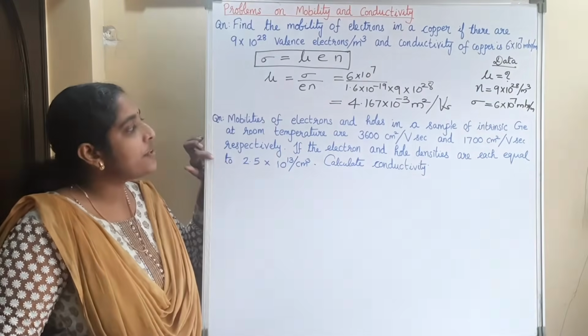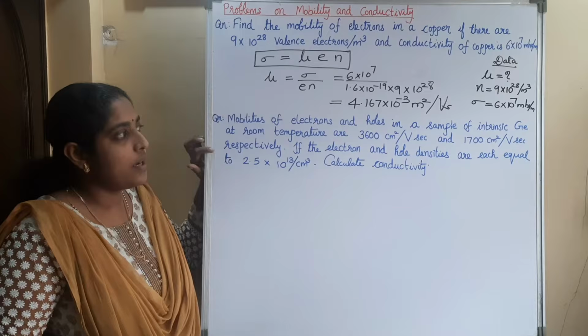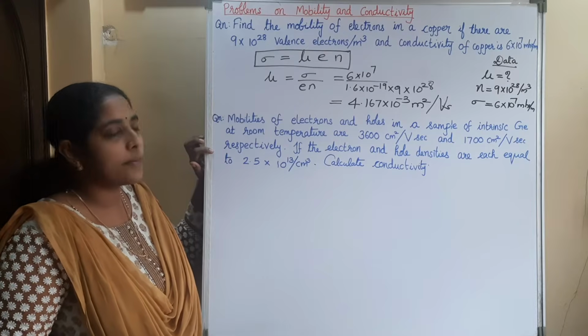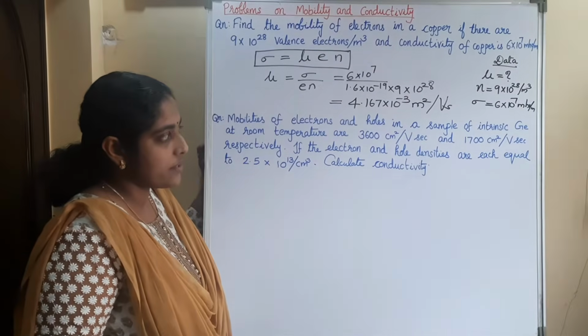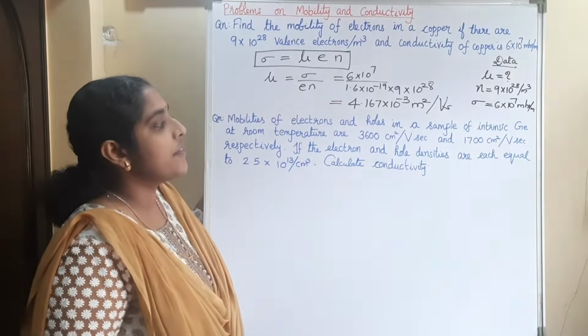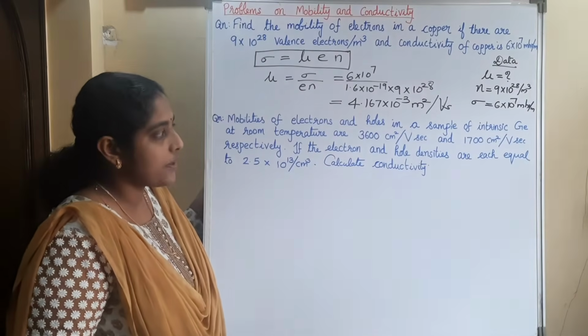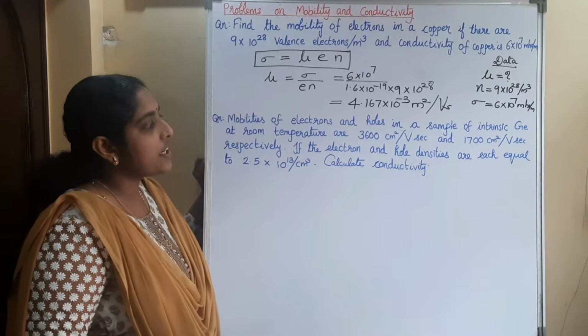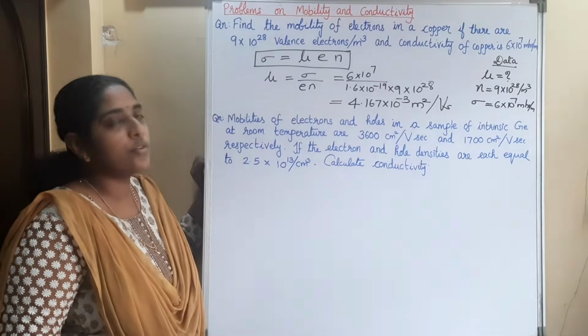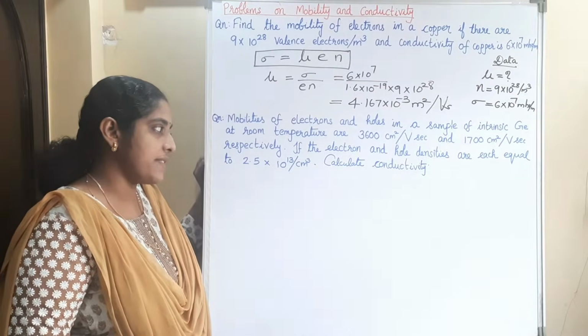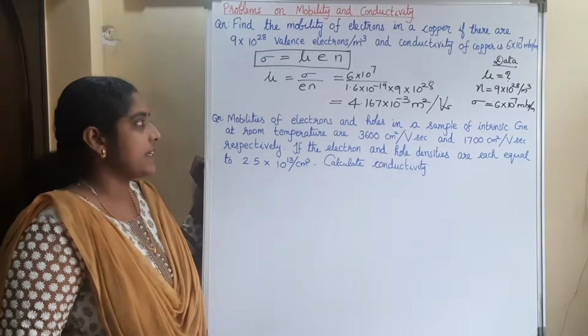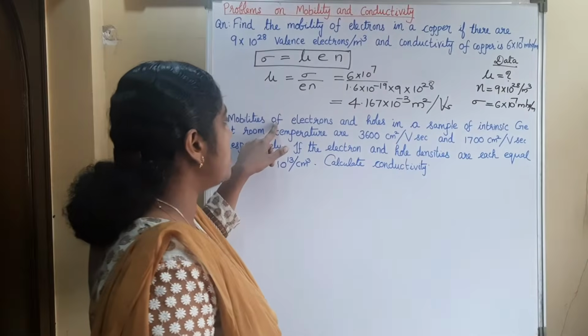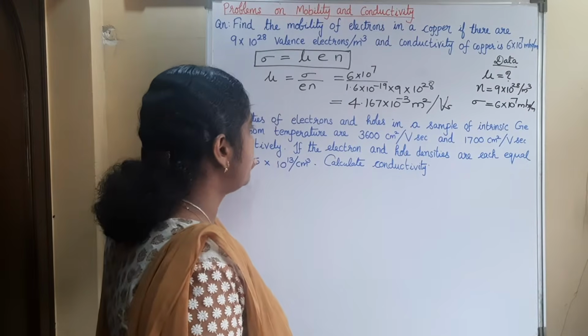Next question: mobility of electrons and holes in a sample of intrinsic germanium at room temperature are 3600 centimeter square per volt second and 1700 centimeter square per volt second respectively. If the electron and hole densities are each equal to 2.5 into 10 raised to 13 per centimeter cube, calculate the conductivity. So it is given the mobility of electron and holes.